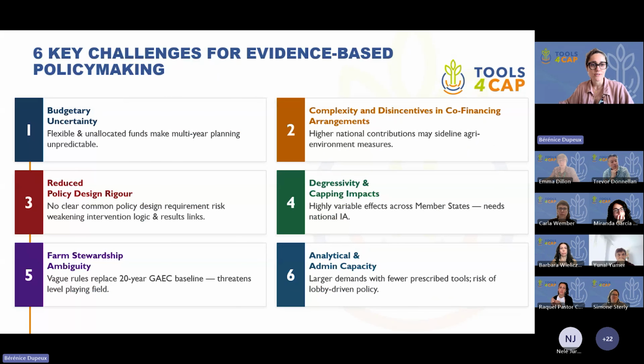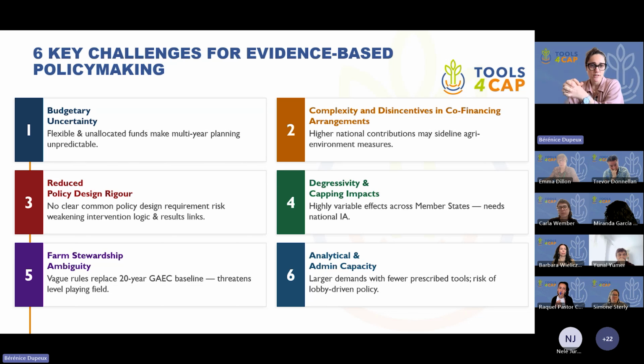What are the key challenges for evidence-based policy? So first, as mentioned, the budget uncertainty, because there are some funds that are unallocated, and it makes it difficult to create long-term planning supported by evidence-based prioritizations.